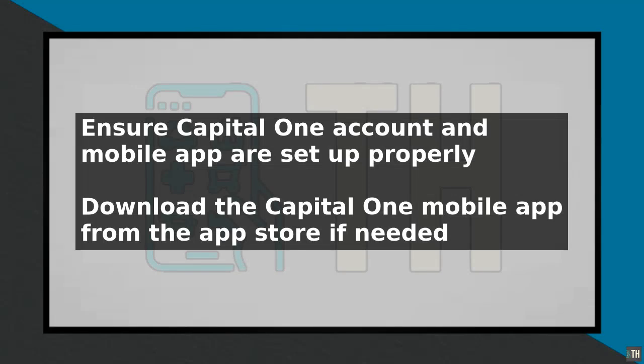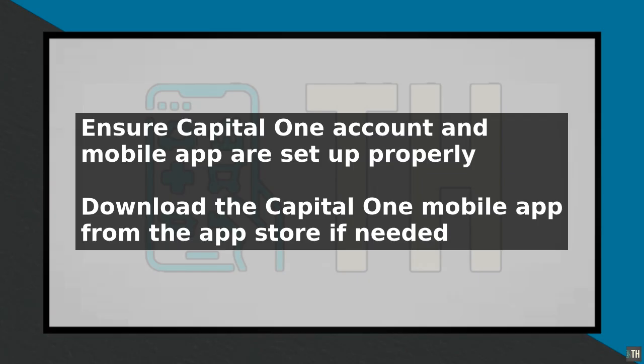To deposit a check in Capital One, you can follow these simple steps. First, make sure you have a Capital One checking or savings account and the mobile app installed on your device. If you do not have the app, you can download it from the App Store.